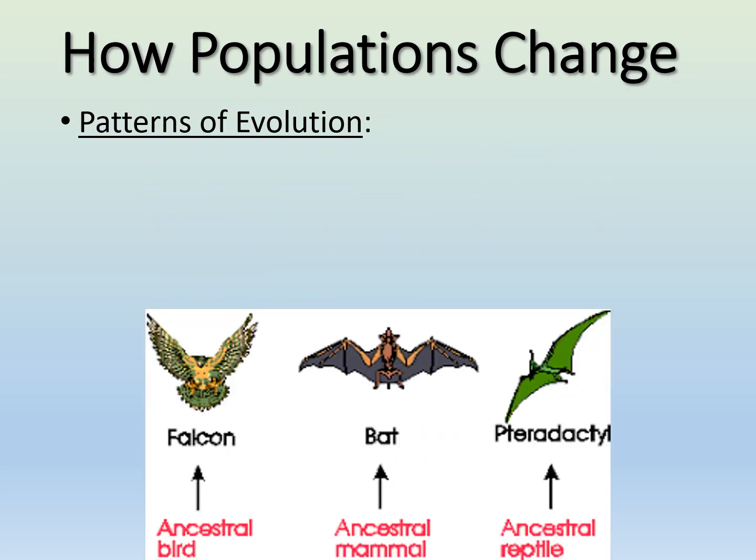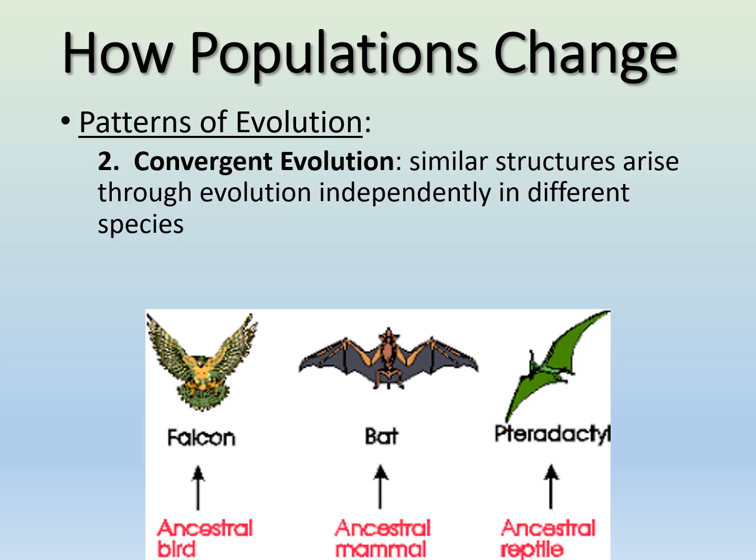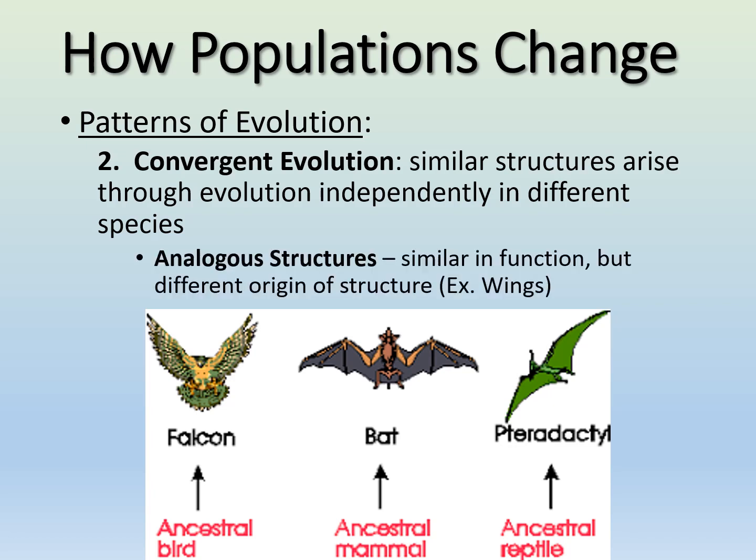So let's contrast divergent evolution with convergent evolution. So what's the difference? Well, we have similar structures arising through evolution, but independently in different species. Okay, so they don't share a common ancestor. Now we see an example of this in analogous structures. So they're not homologous structures, they're analogous structures, meaning they have similar function, but very different origins of the structure. So that's different from divergent evolution, where we have a common ancestor and we've diverged, right? Whereas here we have completely different ancestors, no common ancestor, but we have evolved a similar functioning structure, okay?